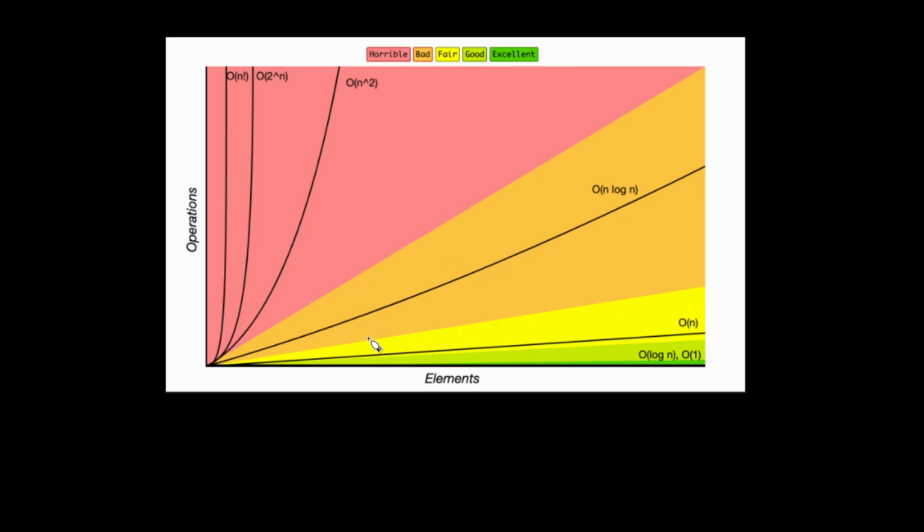It's actually from the Big O notation website. As you can see, algorithms over here are bad if they have that time complexity. These time complexities are good.